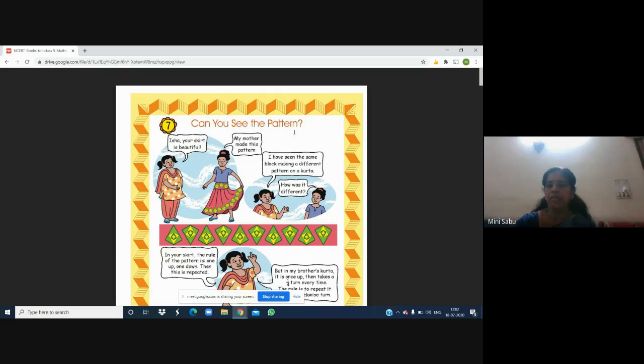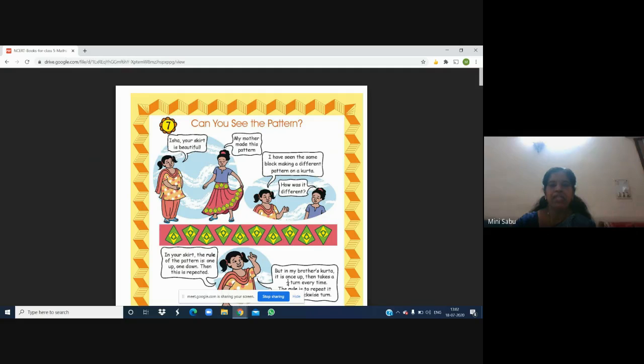Can you see the pattern in day-to-day life, in anything, everything, everywhere, in nature also, in the clothes also, in our houses also? We can see different types of patterns. Here is such a situation.